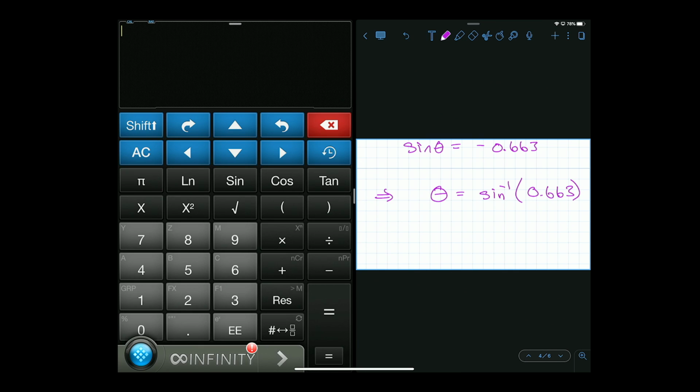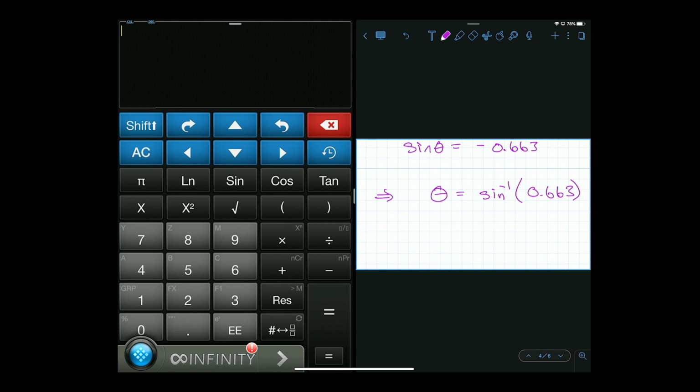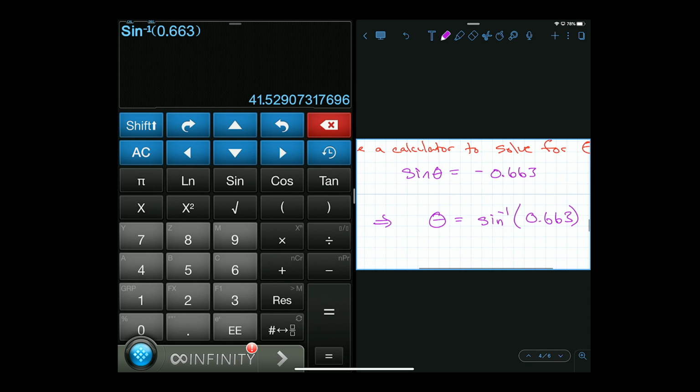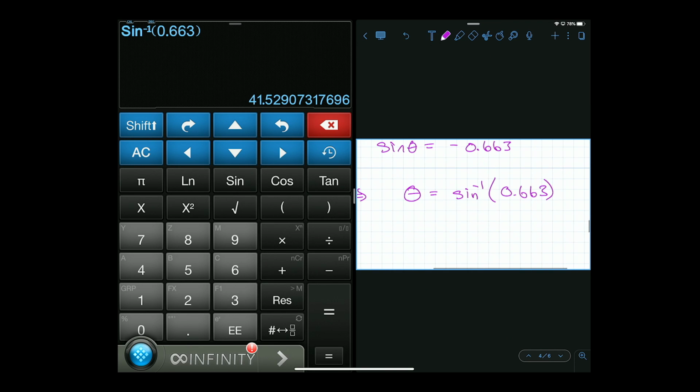Okay, finally. So theta is sine inverse 0.663. You'd have to be in degree mode, first of all, which I am. Then I would need the sine inverse, which on this calculator I hit shift, sine inverse, and then I go 0.663, enter, and I get this angle. Wait, that should have been negative, shouldn't it? Did I do that right? Hold on. Yeah, that should have been negative, so I have to redo that.